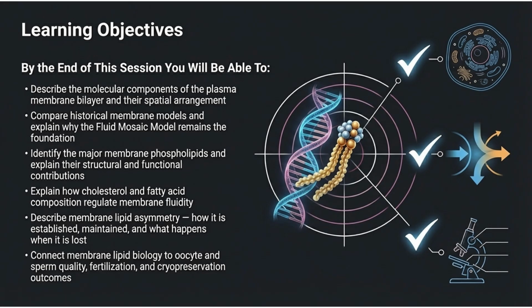You should be able to explain precisely how cholesterol regulates membrane fluidity, not in vague terms, but mechanistically, with reference to what it does at high temperatures versus low temperatures and why that matters for cells under thermal stress. You should understand lipid asymmetry, how it is established during membrane biosynthesis, how it is maintained by energy-consuming enzymes, and what the biological consequences are when that asymmetry is lost. And tying everything together, you should be able to connect membrane lipid biology to the clinical outcomes we care about most: oocyte and sperm quality, fertilization success, and cryopreservation survival.